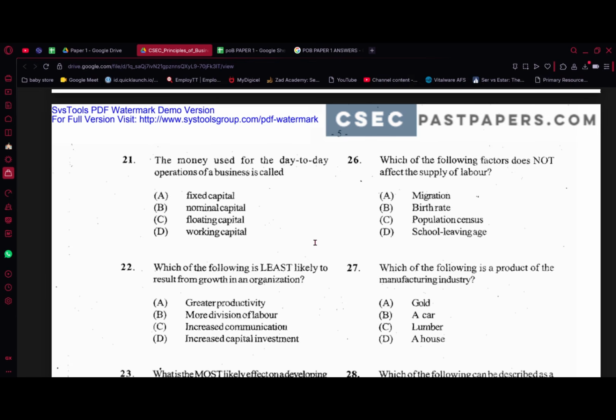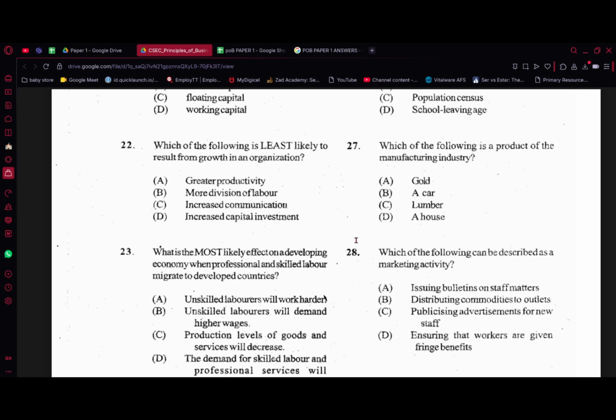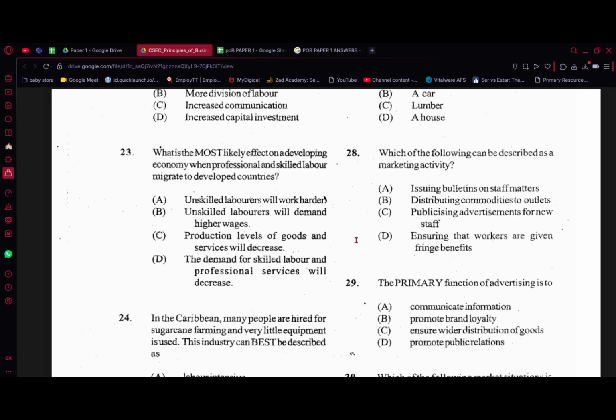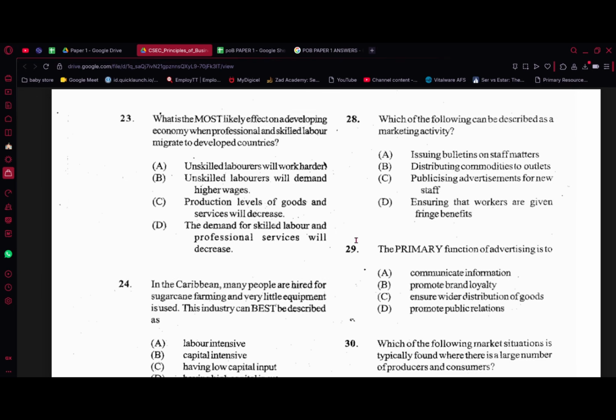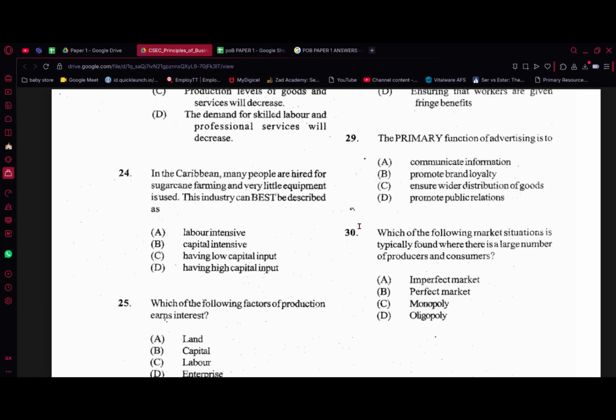26. Which of the following factors does not affect the supply of labor? The answer is C. Population census. 27. Which of the following is a product of the manufacturing industry? The answer is B. A car. 28. Which of the following can be described as a marketing activity? The answer is B. Distributing commodities to outlets. 29. The primary function of advertising is to A. Communicate information.